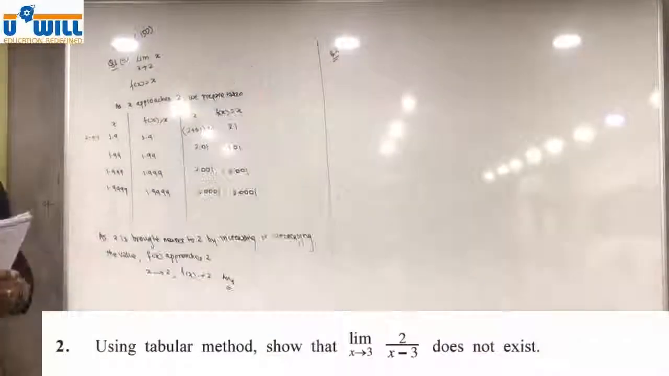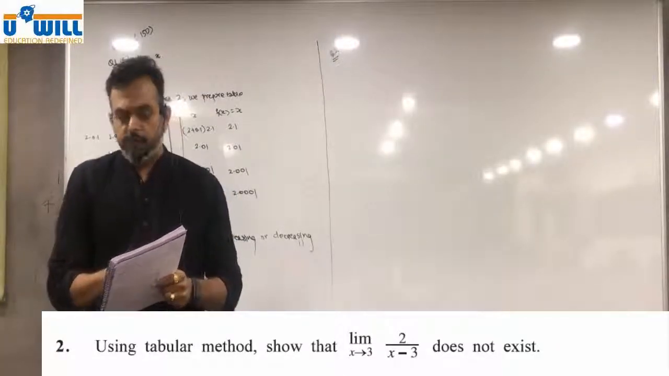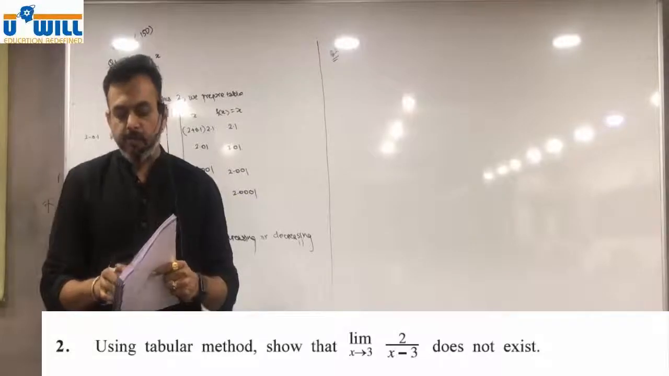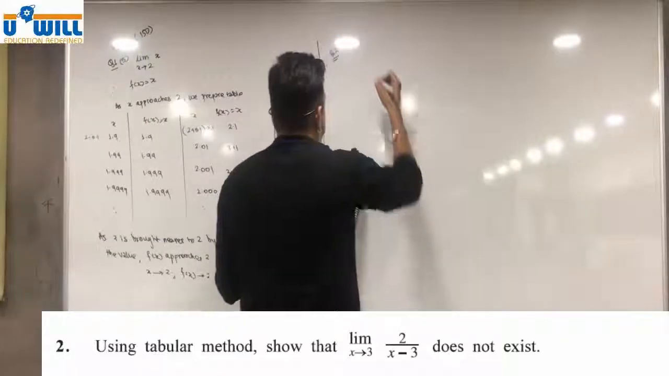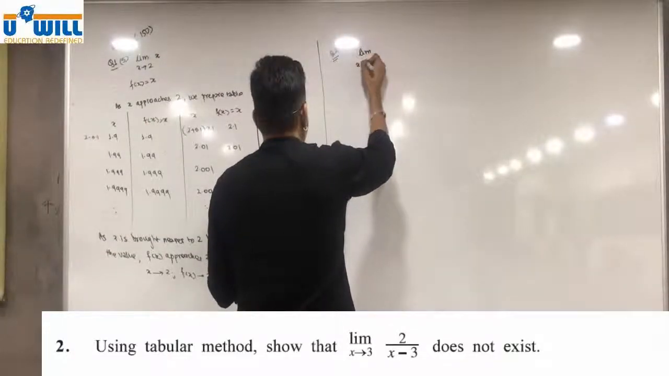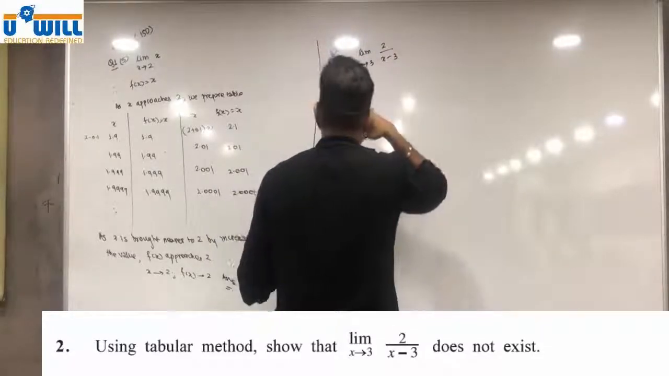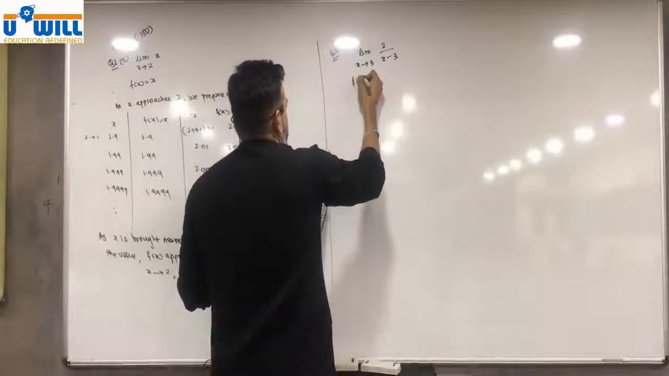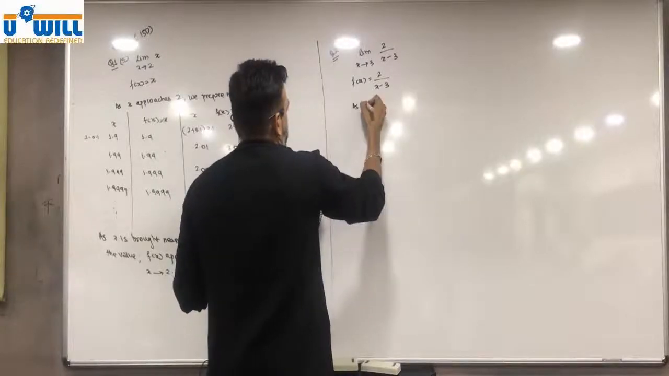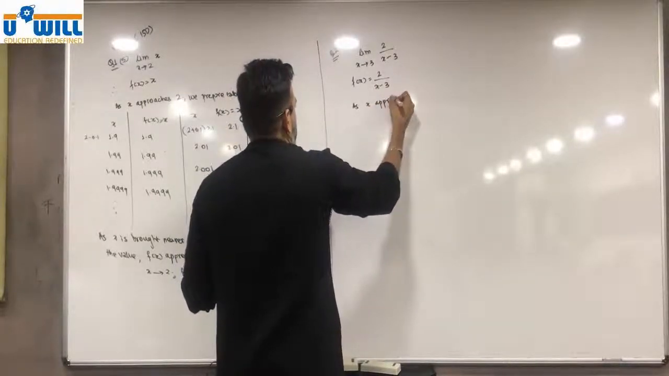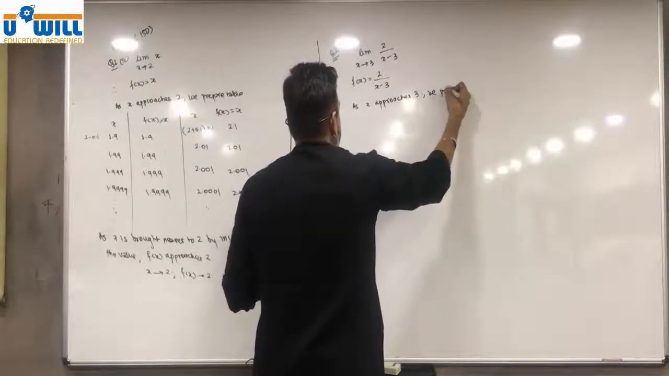Question number 2. Using tabular method, show that limit x approaches 3, 2 upon x minus 3 does not exist. So we have to prove this. So let's write first limit x approaches 3 and the function is 2 upon x minus 3. So f of x is equal to 2 upon x minus 3. As x approaches 3, we prepare table.